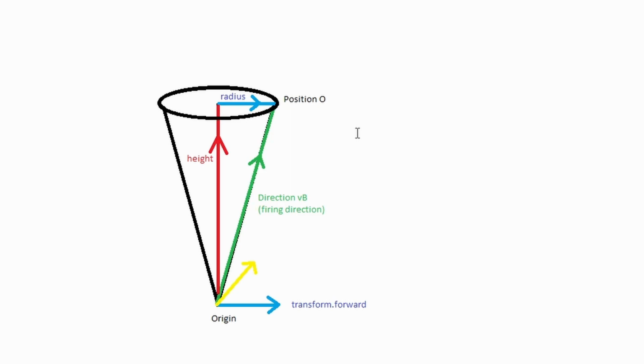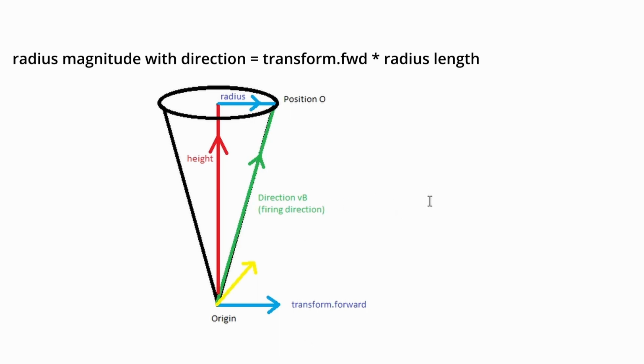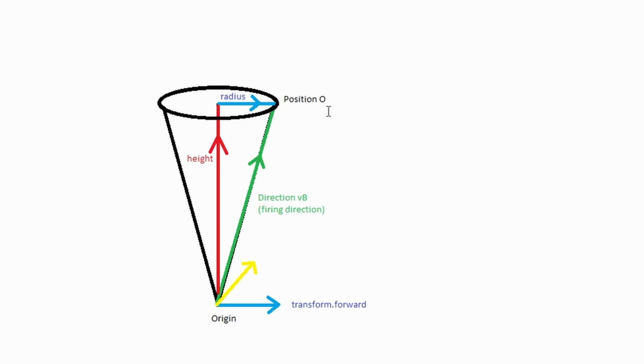So I realized that the direction of the radius and the direction of transform.forward are identical, but not their magnitude or length, as transform.forward has a magnitude of 1. So to get our magnitude of the radius, we take transform.forward times however long the radius is. So if the radius is a length of 5, you take transform.forward times 5. As simple as that. Now we can calculate the firing direction by position O minus the origin, or the origin adding the height and radius. Our origin is transform.position. And to get the rest of our firing directions, the object will simply rotate to get a different position O in equal increments.